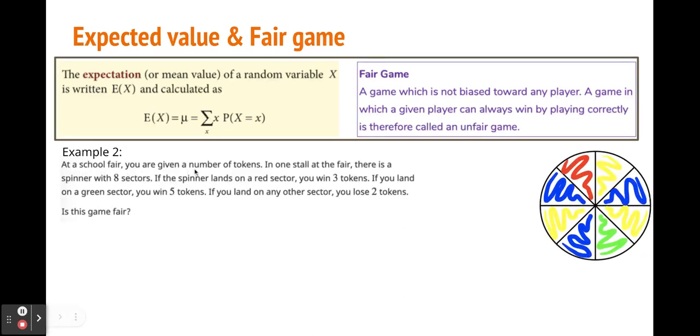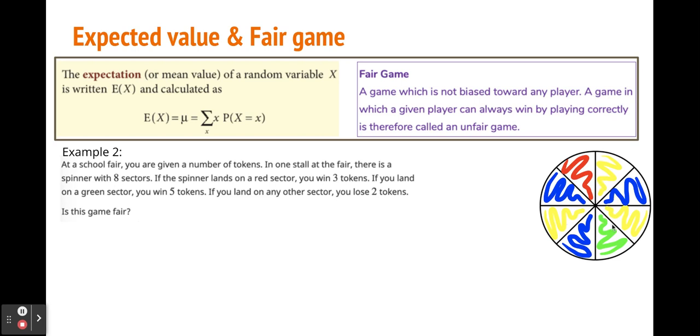At a school fair, you are given a number of tokens. In one stall at the fair, there is a spinner with 8 sections. If the spinner lands on red, you get 3 tokens. If you land on green, you get 5 tokens. If you land on any other sector, you lose 2 tokens. Is this game fair? The spinner in question is on the right hand side of the screen.